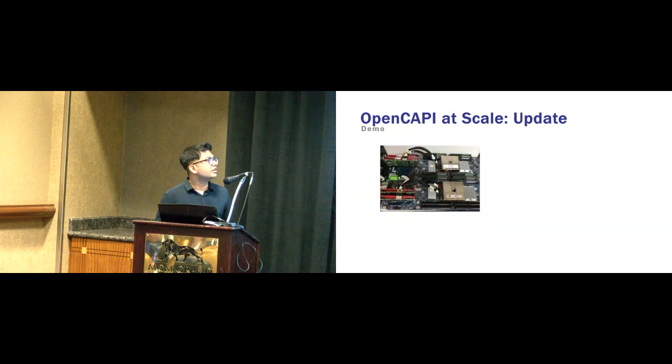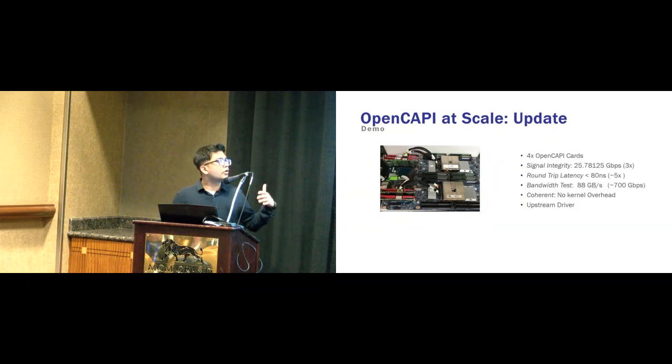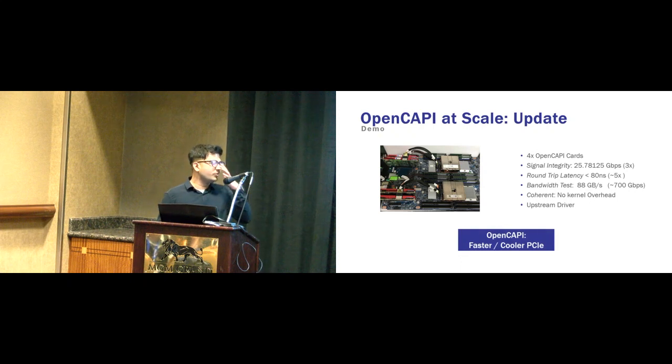So essentially, I'll summarize here, you can support four OpenCAPI cards with SI of 25.78, round trip latency of 80 nanoseconds, which is about 4 to 5 times lower than PCIe. The bandwidth test I just showed you guys. And it's coherent, so no kernel overhead for moving some of the data. These three things, the round trip latency, the increased bandwidth, and no kernel overhead, it's like a trifecta, essentially. And they just have an upstream driver. So very soon you'll be able to make use of OpenCAPI accelerators just as if they were PCIe accelerators.